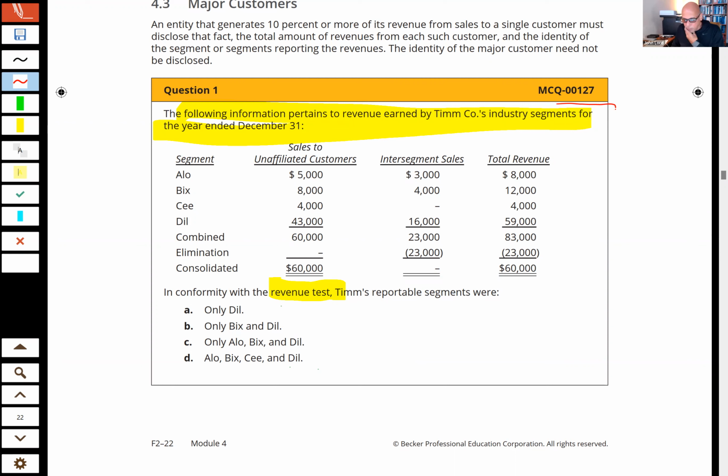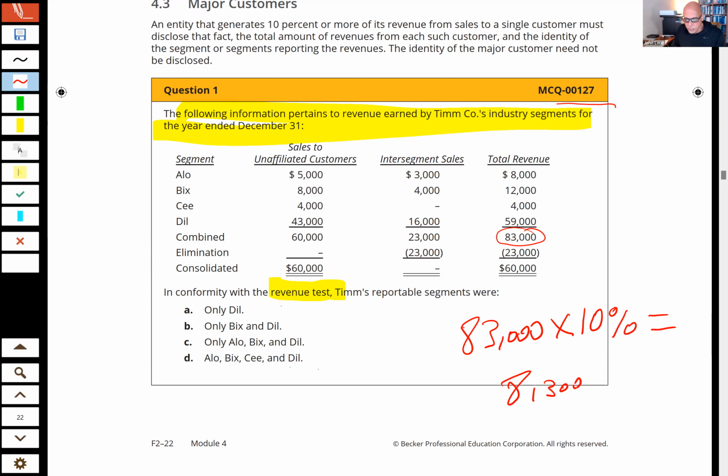Now you take a look, and you first look at the total revenue. You don't look at the consolidated revenue. The total revenue is 83,000. You multiply that, and you had to know that, you had to have a flashcard. It's a 10% test. You get 8,300.